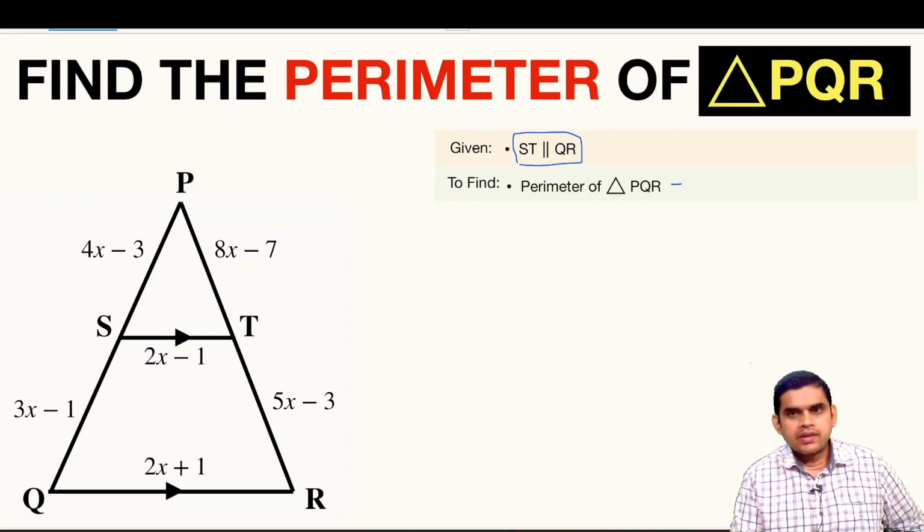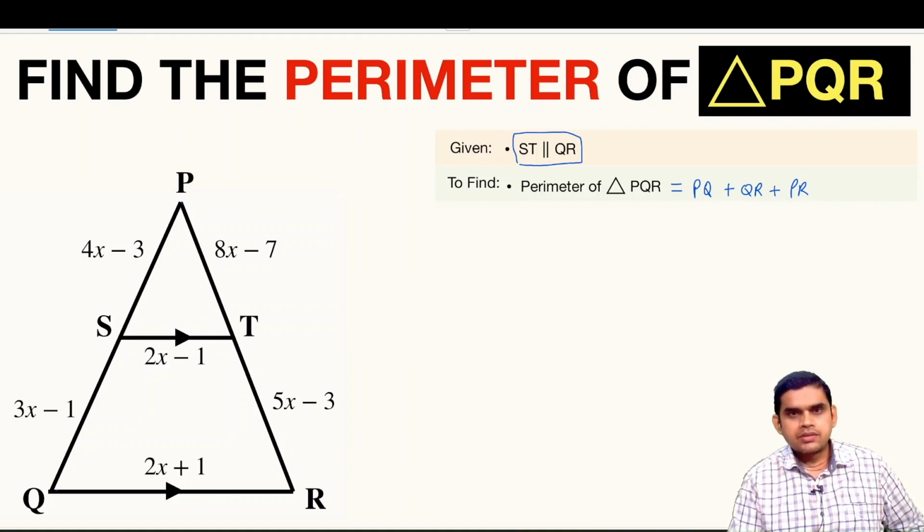So if we want to find the perimeter of any triangle, it is simply the sum of the side lengths. That means perimeter will be PQ plus QR plus PR. But the problem is that PQ is not specifically given to us. Rather, PQ, QR and PR are given in terms of x. So first we have to compute the value of x.